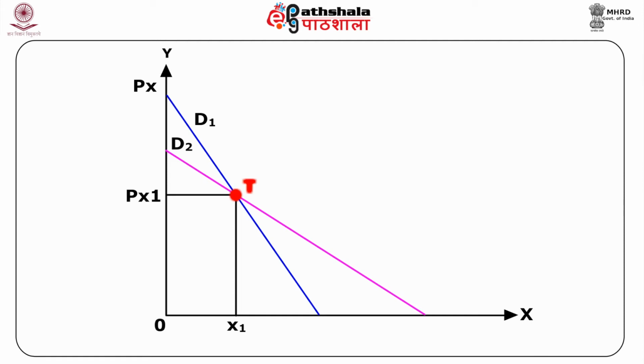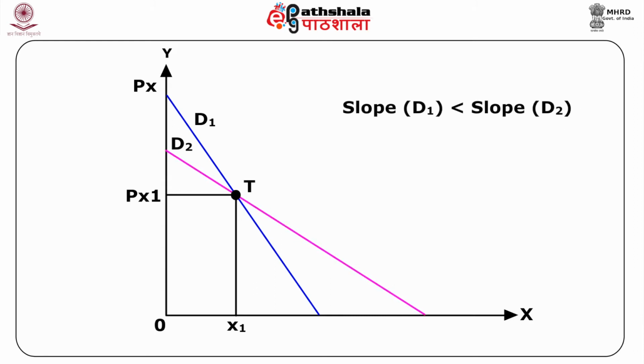If the two demand curves intersect each other, then the curve which is relatively flatter will have a higher price elasticity of demand. This is because the flatter the demand curve, the greater is the percentage change in demand due to a percentage change in price. Note, the slope of the demand curve is given by dP by dx. According to the elasticity formula given above, for the demand curve D1, price elasticity is the inverse of the slope of D1 multiplied by Px1 divided by x1, and for the demand curve D2, price elasticity is the inverse of the slope of D2 multiplied by Px1 divided by x1.